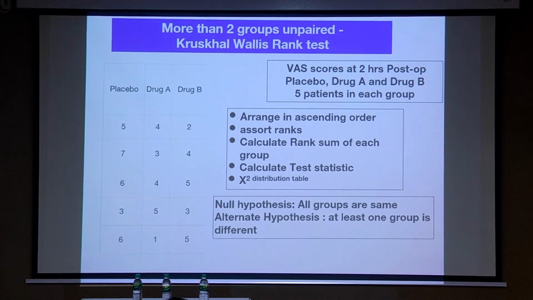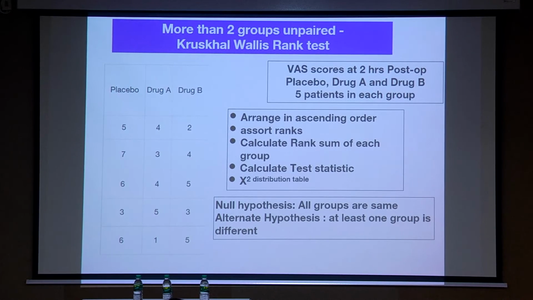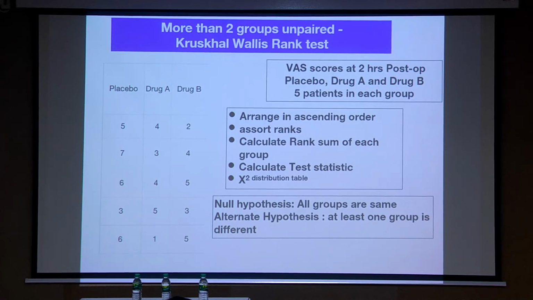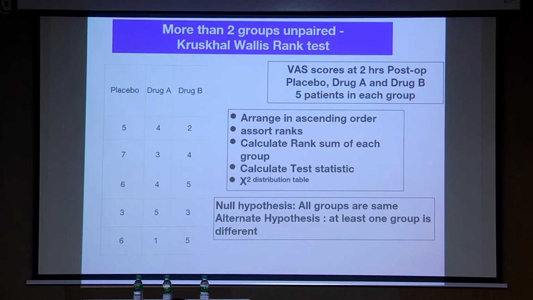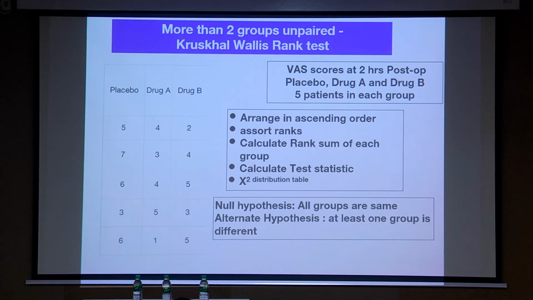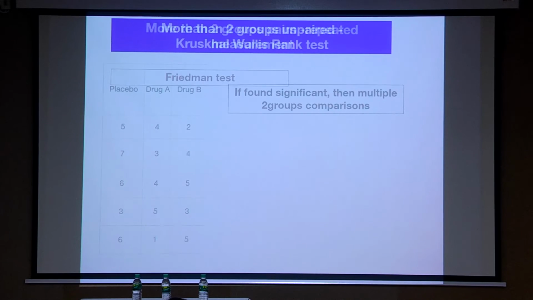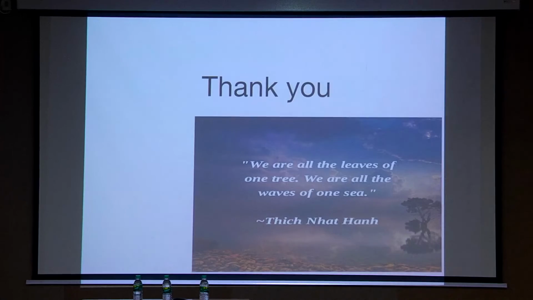So this is the thing. First you arrange in the ascending order. Ascending order means the visual analog scores. Then you assign the ranks across all the groups. Calculate the rank sum, calculate the test statistic, and refer to the distribution table. The null hypothesis is that all groups are the same. The alternate hypothesis means at least one group is different. This Kruskal-Wallis test we use in unpaired groups. If the same three groups of patients are measured before and after, we use the Friedman ANOVA test.